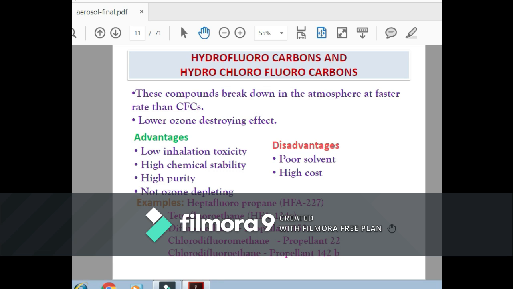It means very few drugs are having solubility in the hydrofluorocarbons, as well as they are having high cost. They are expensive. Examples of such kind of propellants are heptafluoropropane, tetrafluoroethane, then difluoroethane, chlorodifluoromethane, and chlorodifluoroethane.